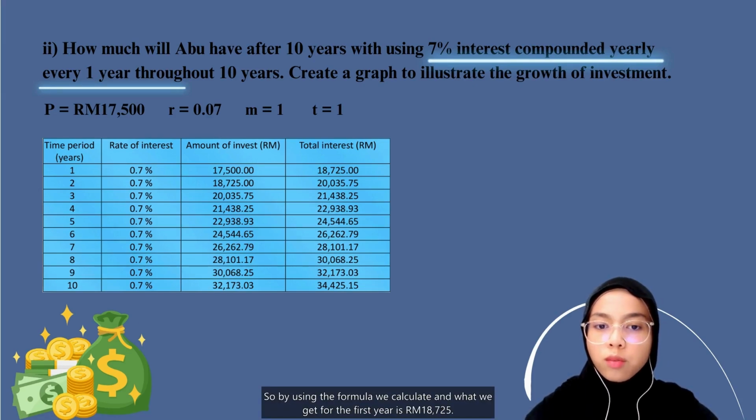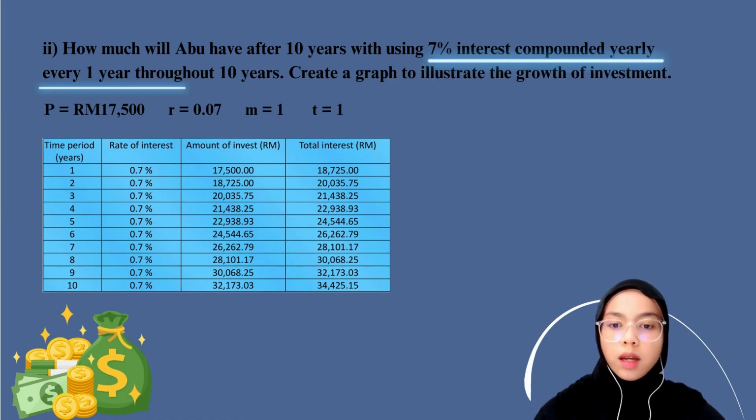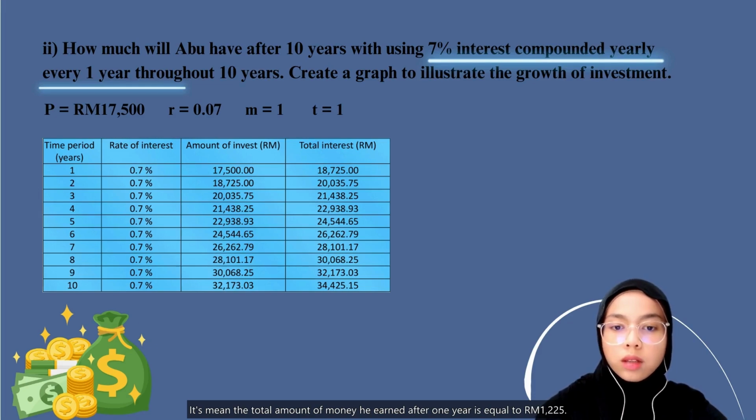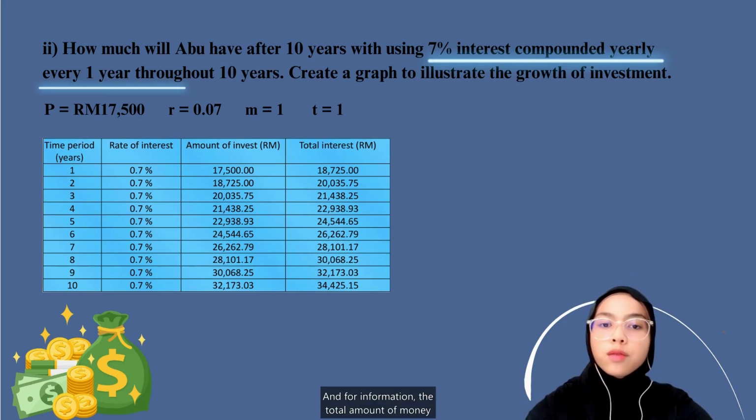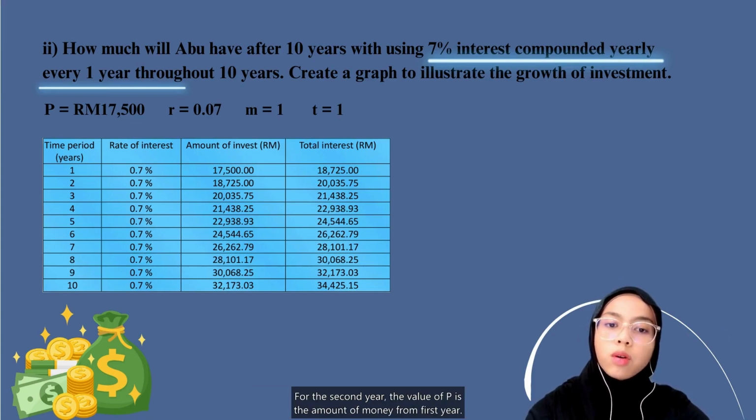So by using the formula, we calculate, and what we get for the first year is 18,725 ringgit. It means the total amount of money he earned after 1 year is equal to 1,225. And for your information, the total amount of money for the second year is not equal to the first year. So we need to calculate one by one. For the second year, the value of P is the amount of money from the first year.